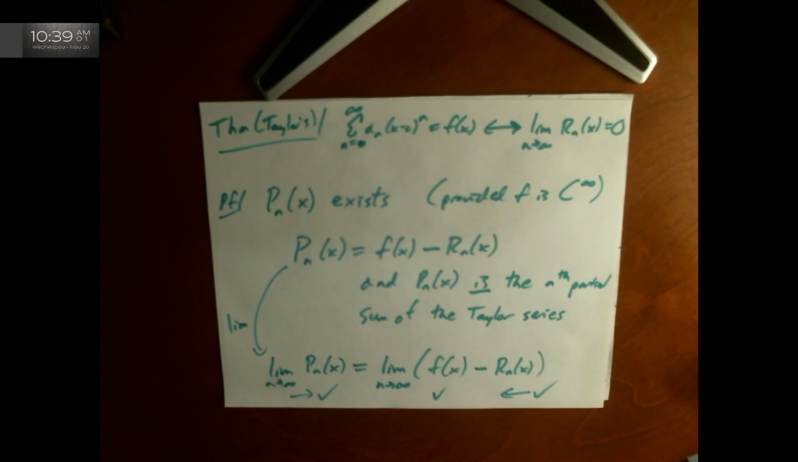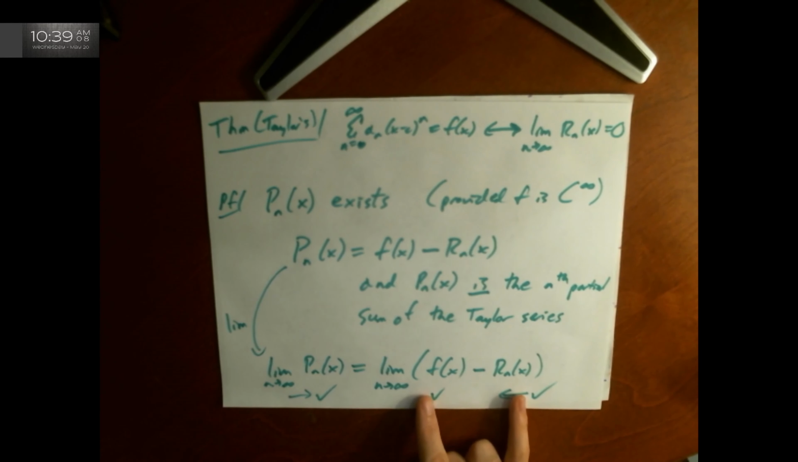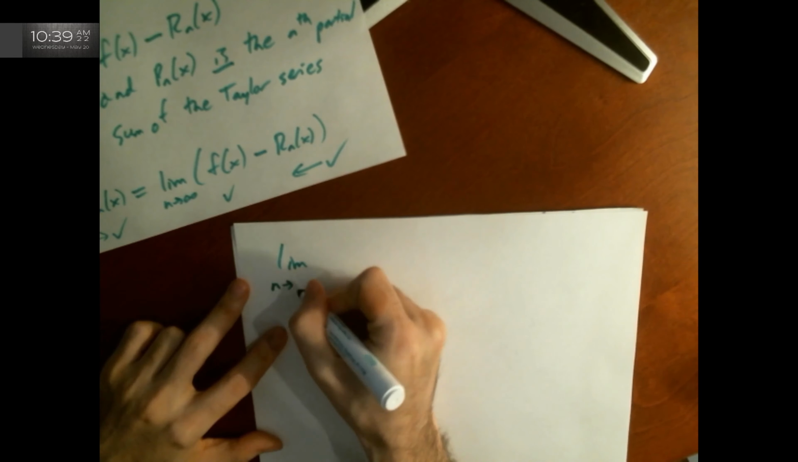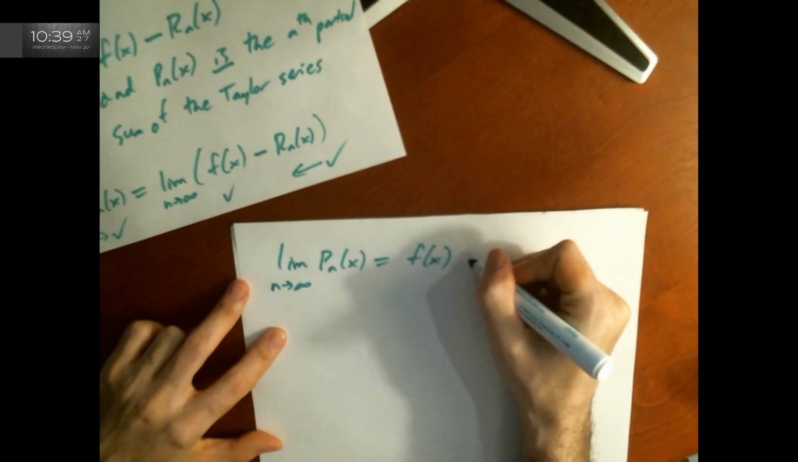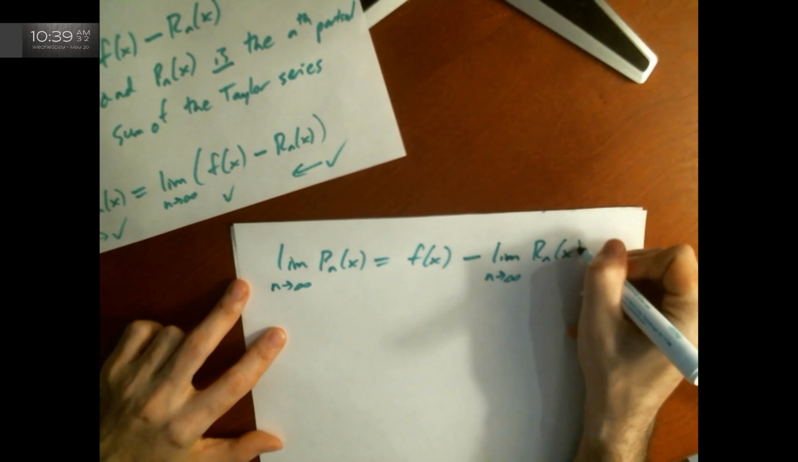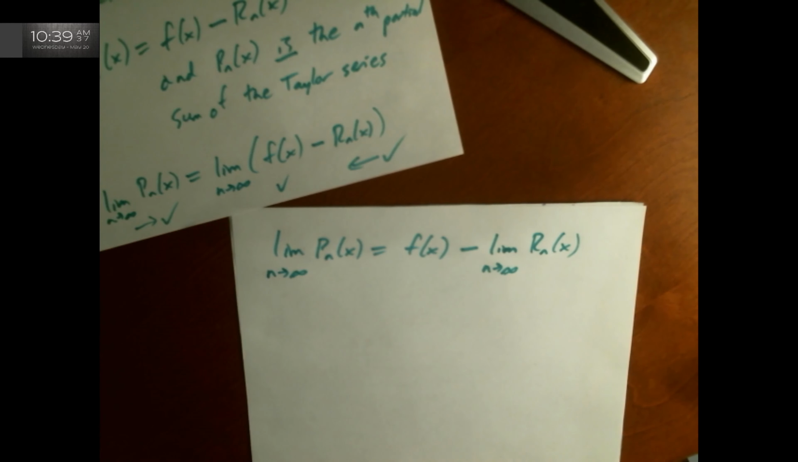If I'm going from right to left, if I'm assuming that the limit of the remainder is 0, then these two pieces exist independently, therefore I'm allowed to split up my limit. So either way, we can use a known limit property to rewrite this same expression as the limit as n approaches infinity of the nth partial sum is equal to f of x by itself minus the limit as n approaches infinity of r sub n of x. Two of the three are guaranteed to exist in either case. It's a different set of two, but that's all right.